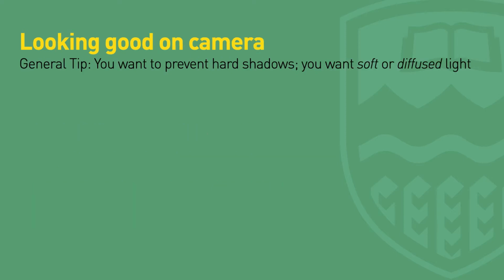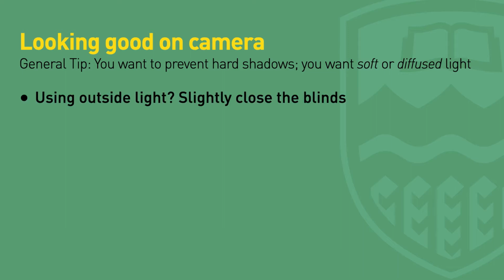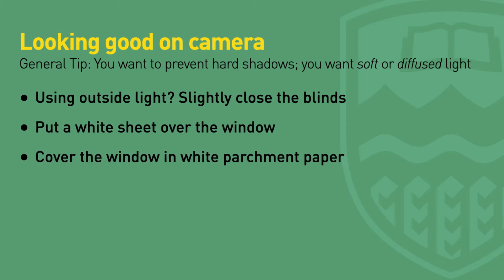As a general rule, you want to prevent hard shadows and you want soft or diffused light. If you're using outside light, you can diffuse it by slightly closing the blinds or putting a white sheet over the window. You can cover the window in white parchment paper if you want to soften the light. That's a little indie film trick.